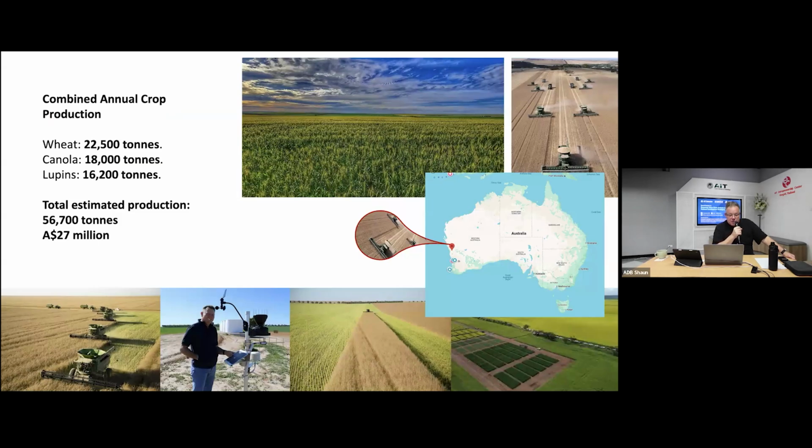It produces 22,500 tons of wheat. It's what we call a winter crop farm. Canola and lupins are the rotation crops. They're oil grains, and lupins are sometimes used for food, but mostly used for stock feed for the sheep that are there. So it produces about 57,000 tons, about $27 million a year in production for less than 10 people.